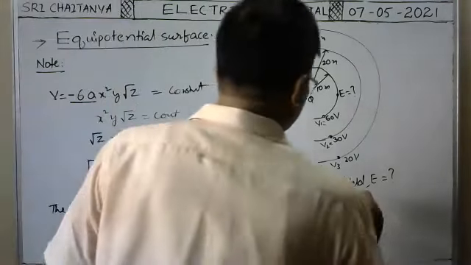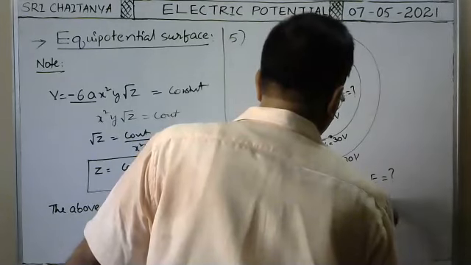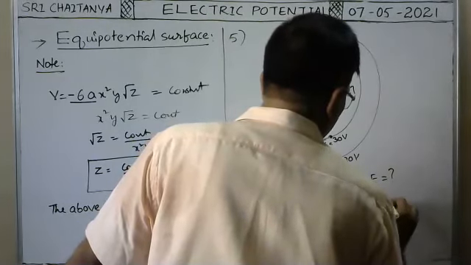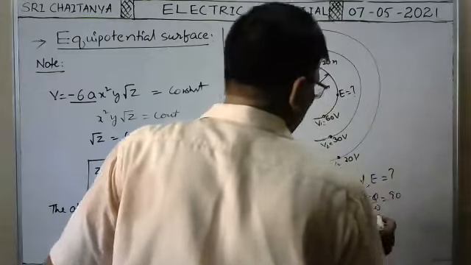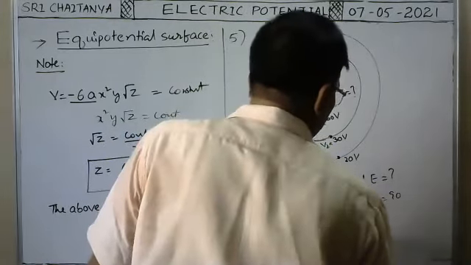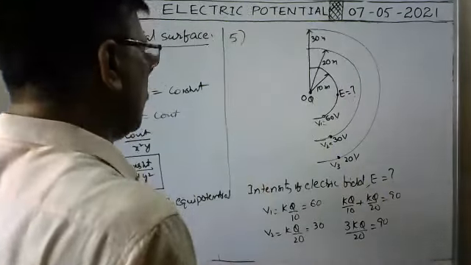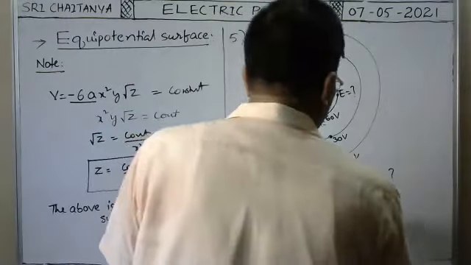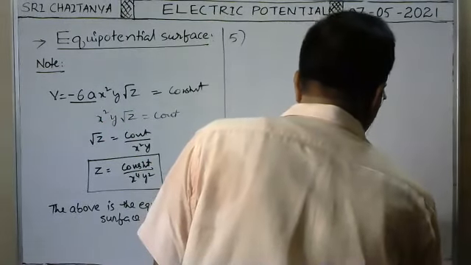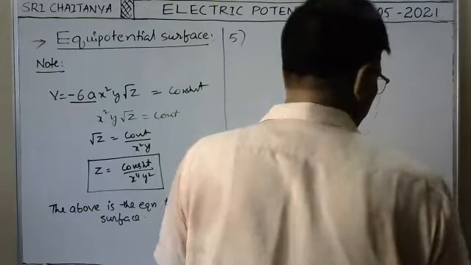You add them. K cube by 10 plus K cube by 20 is equal to 90. When you take LCM, 3K cube by 20 is equal to 90. Therefore, K cube is equal to 600. We keep that aside.